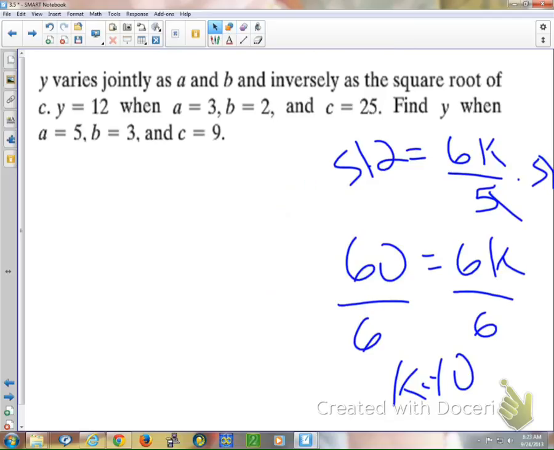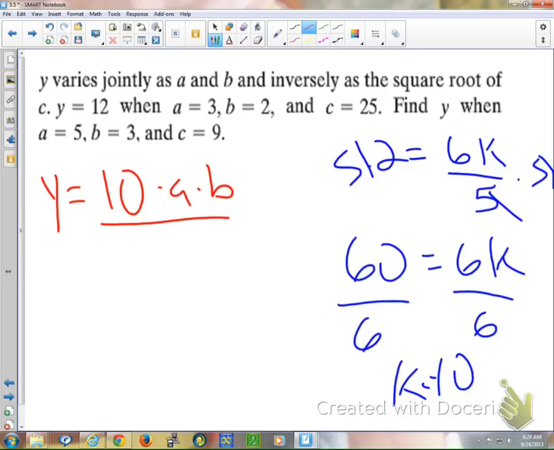So we have K, so we're going to plug that back in. And it was Y equals K, which we now know to be 10 times A times B over square root of C. Let's see, find Y when A is 5, B is 3, and C is 9. I haven't plugged anything in yet. So, plug A in for 5, B in for 3, and 9 in for C.